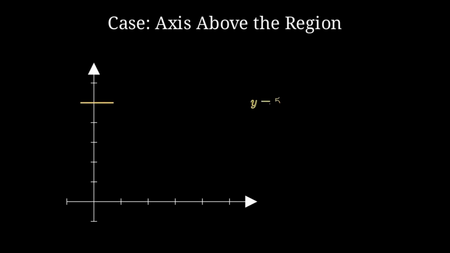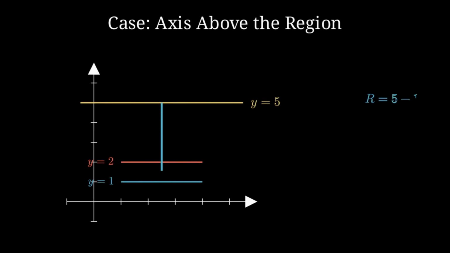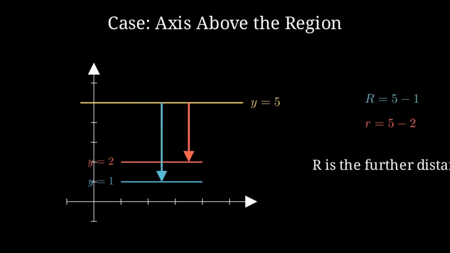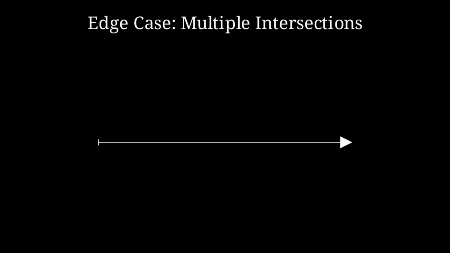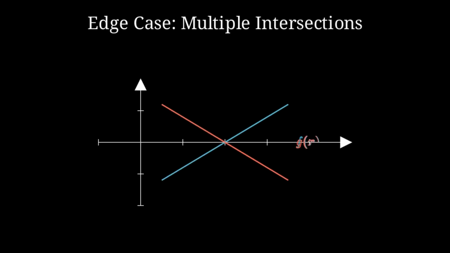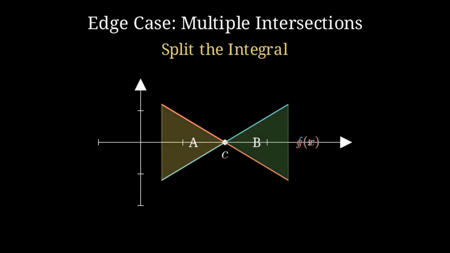If the axis of rotation is above the region, say at y equals 5, then the function lower down actually creates the outer radius because it is further away from the axis. The function closer to the axis always creates the inner radius, regardless of which one has a higher y value. Sometimes functions cross within the interval. In these cases, the outer and inner function swap roles. To find the total volume, you must split the integral at the intersection point and set up two separate washer calculations, then sum the results to get the total volume.